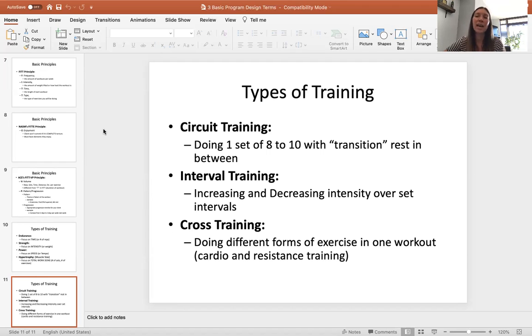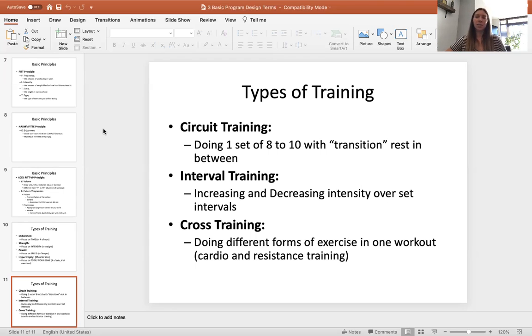And the last one we have is cross training: doing different forms of exercise in one workout, cardio and resistance. So let's think of some kind of boot camp. We're just going to use a boot camp for example. Maybe this individual is doing sprints, and then they go to their next exercise and they're doing squats. So it's 2 different types of exercises in one workout: cross training.